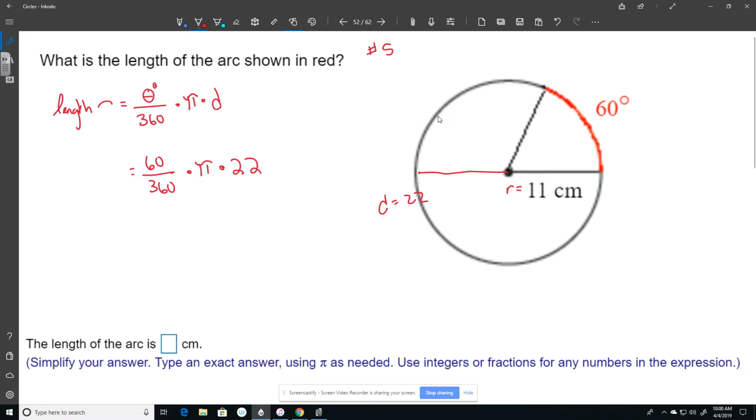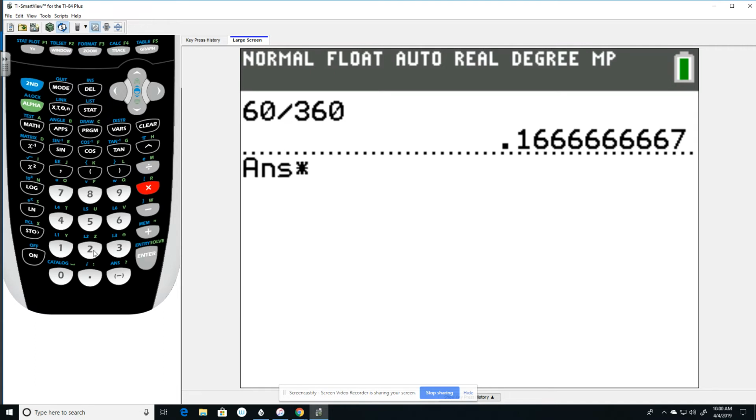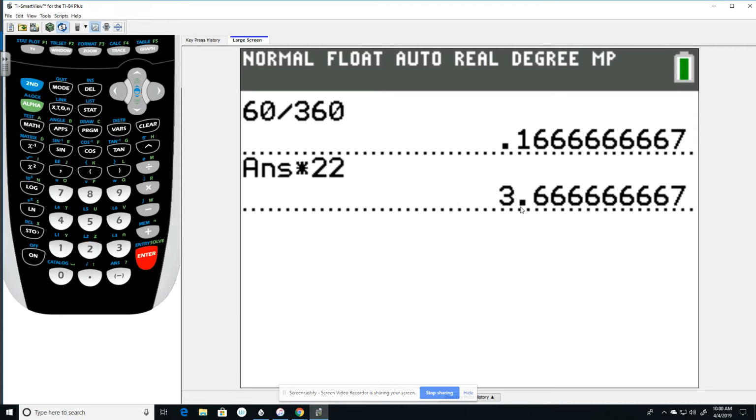Now, my answer needs to be using pi. Or in other words, it doesn't want you to actually multiply this pi. So for just a minute, we're not going to multiply that pi. We're just going to multiply everything else, and we're going to put pi in like it's a variable for our answer. So 60 over 360 times 22. So if I do 60 divided by 360, and then I'm going to times that by 22, I get 3.6 repeating.